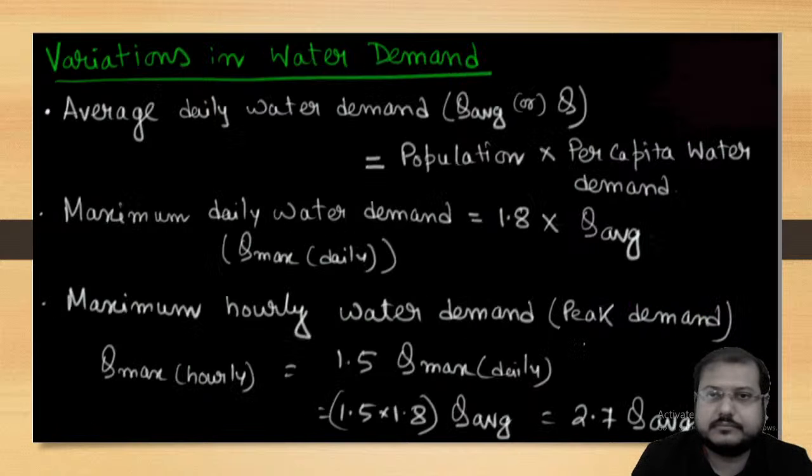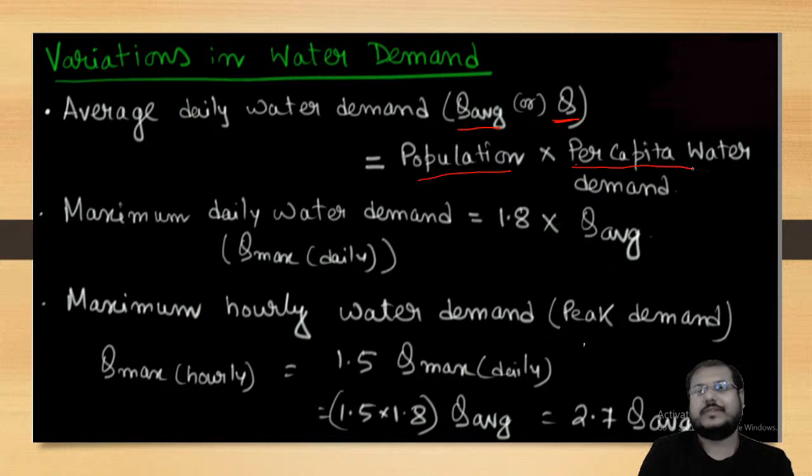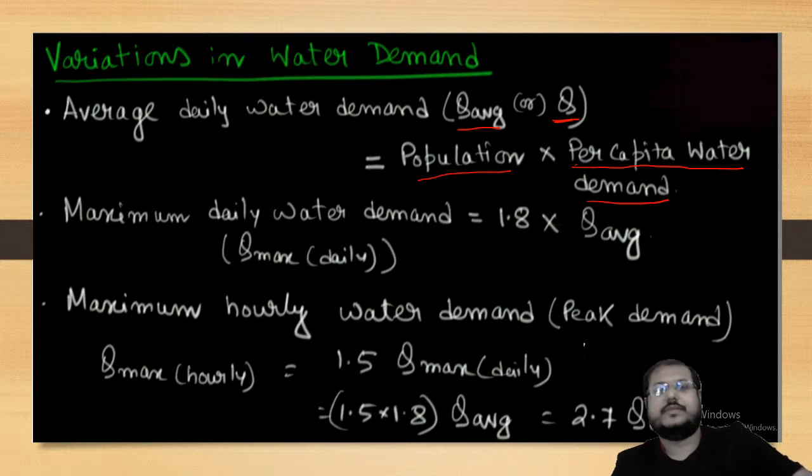Now, the variations in water demand. When you're talking about the variations in water demand, certain things we need to remember. First of all, the average daily water demand, that is defined as Q average, which is nothing but the population into per capita demand, which I have already discussed with you.